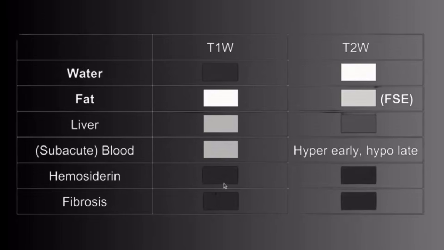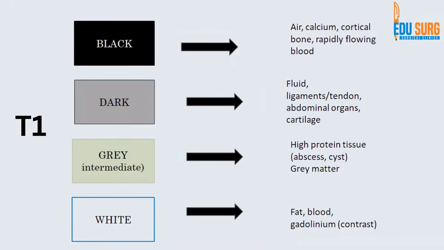Now, blood differs whether it's acute or chronic, but usually subacute blood is nearly gray in T1 weighted images. It is hyperintense in T2 if it's early, and it is hypointense if it's late. Hemosiderin and fibrosis are usually black in T1 and T2. So just to summarize the different elements, you need to remember this when you are going to see scans. Remember that bone is black in both T1 and T2 because calcium and cortical bones are black, and air is black in T1 as well as T2. So that is common to all.